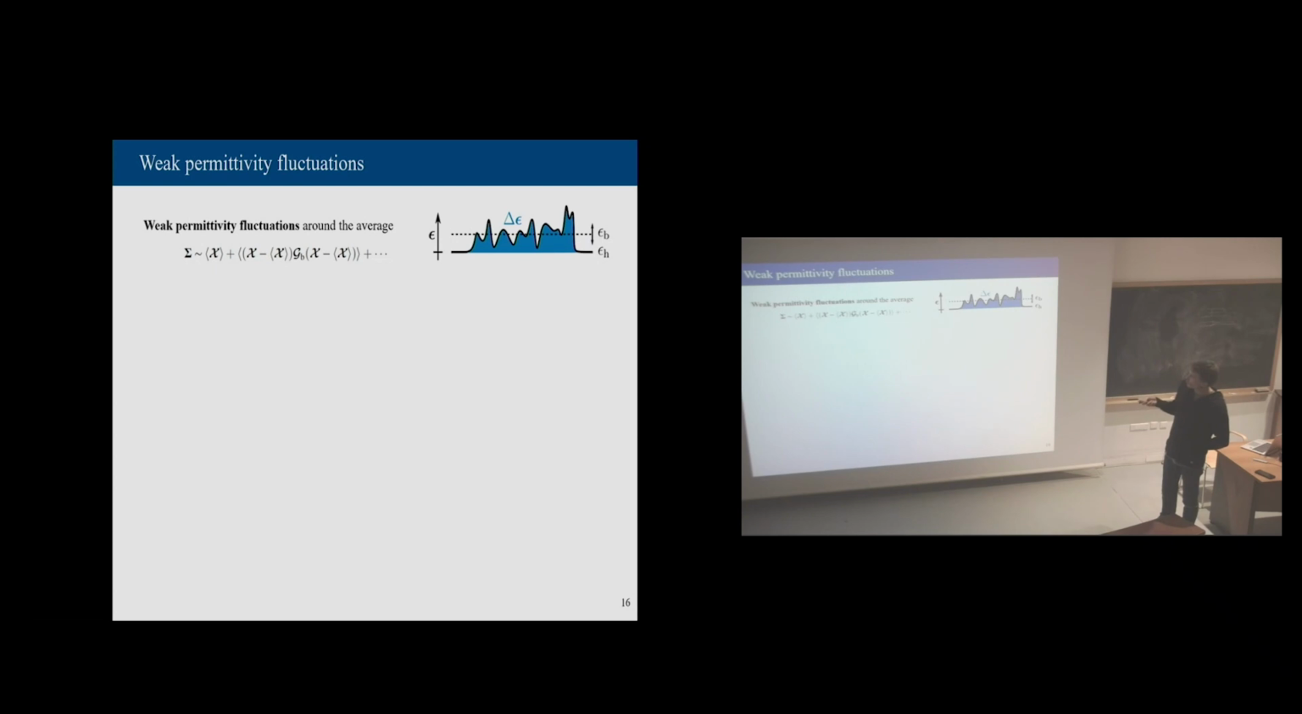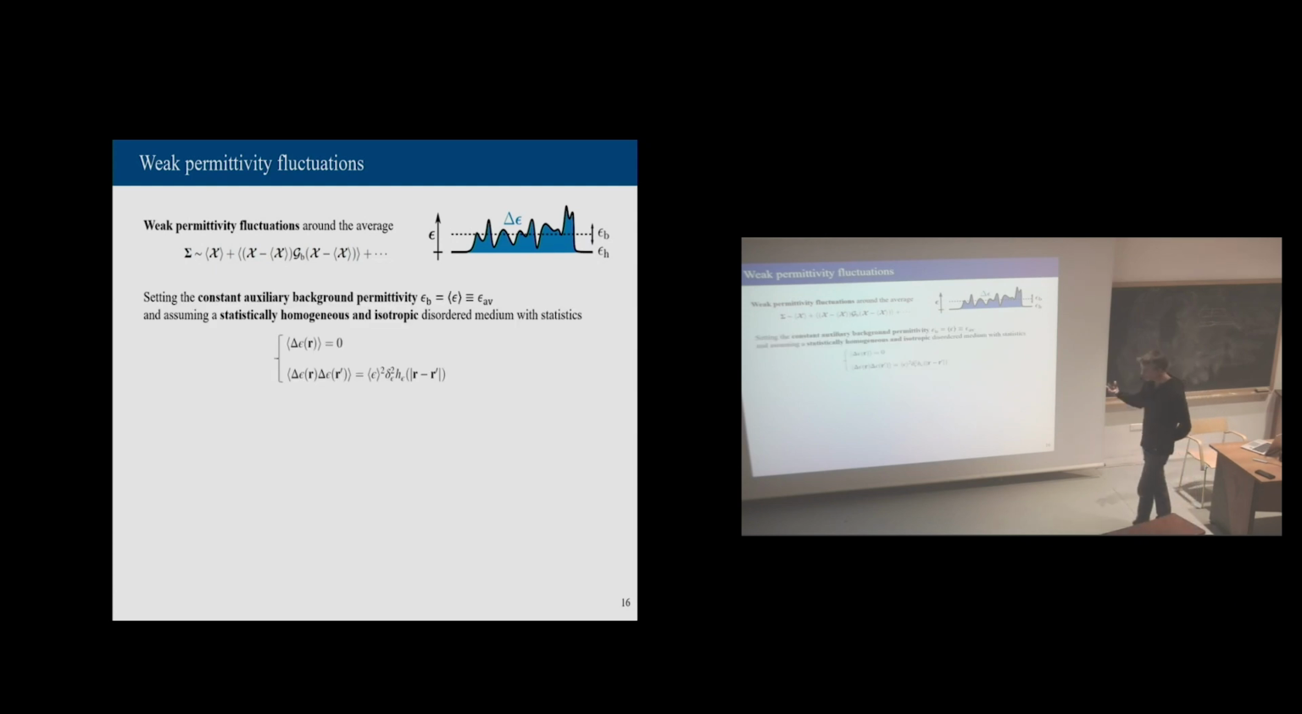If you have weak permittivity fluctuations, you can say that the self-energy can be expanded around the average permittivity fluctuation. And that gives you this expansion. And then you need to define a value for the background permittivity. You need to choose this value here. And the natural choice is to take the average permittivity. Okay? Why not? And if you assume that you have a statistically homogeneous and isotropic medium with a certain statistics, this is the correlation function I was presenting on the first slide.